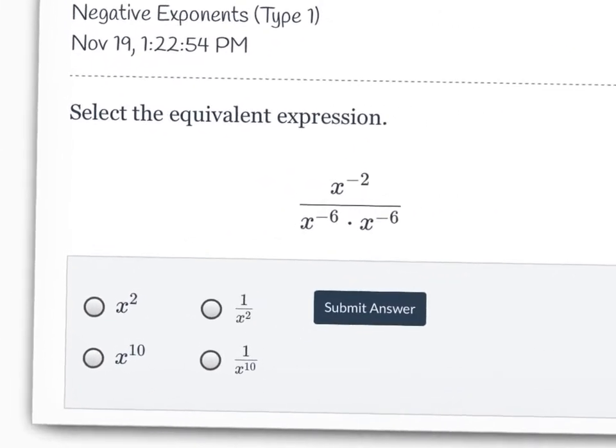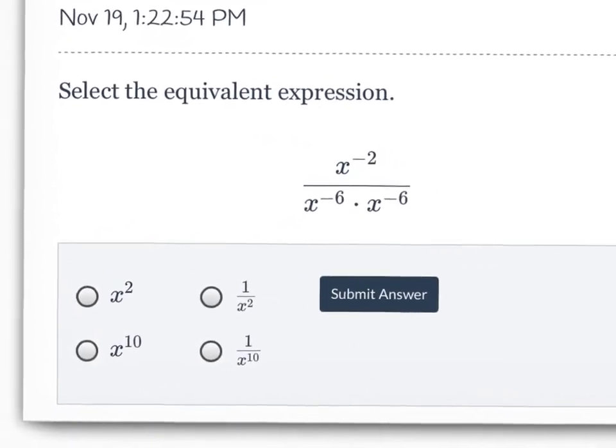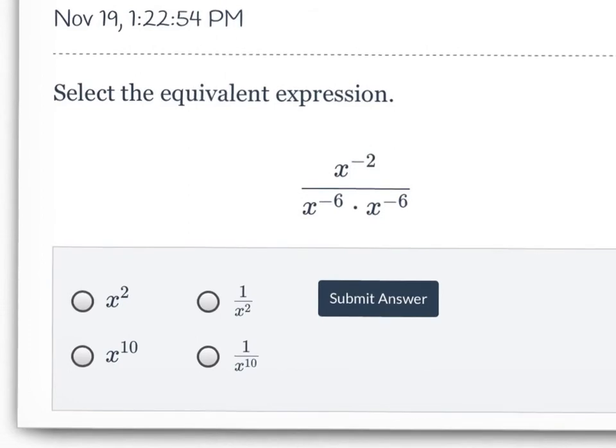Okay. Select the equivalent expression. So you see all my answers here are in positive exponents. So what you want to do again, negative exponents, to make them positive, you move them. So first thing I'm going to do is rewrite this. Both of these are negative, so to make them positive, I have to move those to the top. So it's x to the 6th times x to the 6th. This one's negative, it's on the top, so I move it to the bottom.